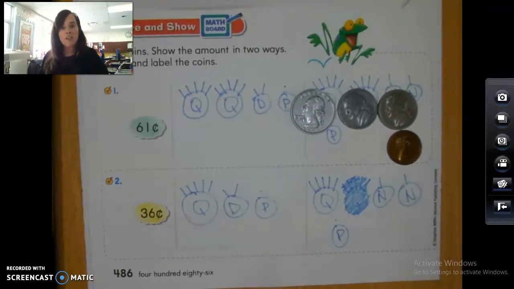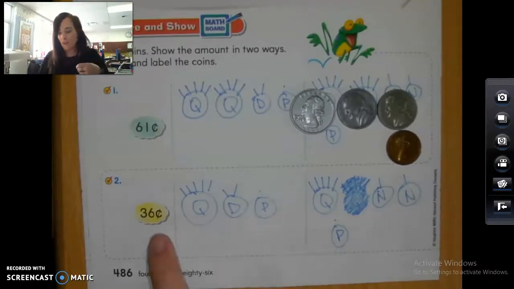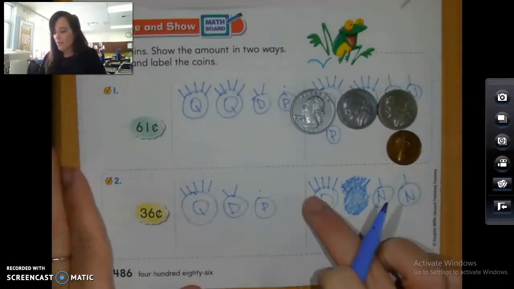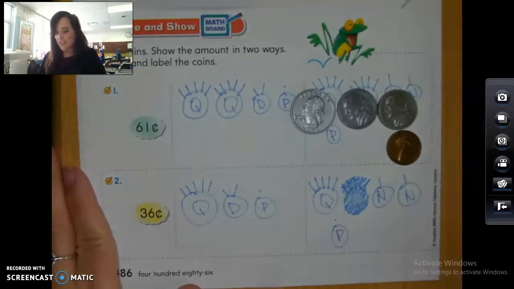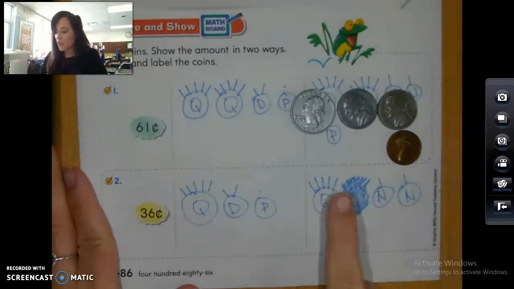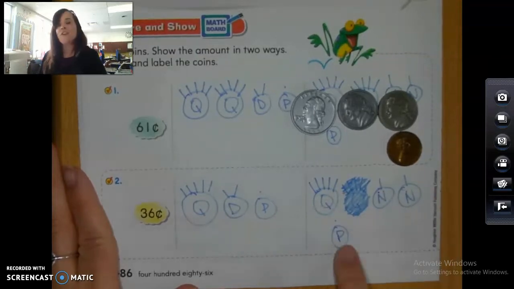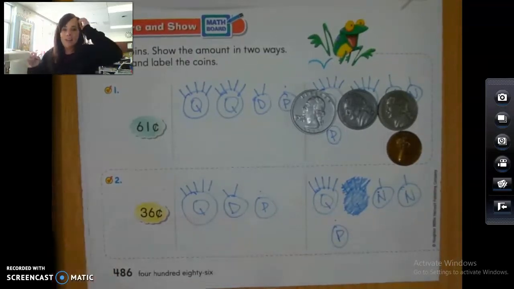Okay, so now let's double check. Let's make sure that I have the right amount, right? We want to have 36. 5, 10, 15, 20, 25, 30, 35, 36. Or if we count it just by the coin, 25, 30, 35, 36. All right, guys, we did it.